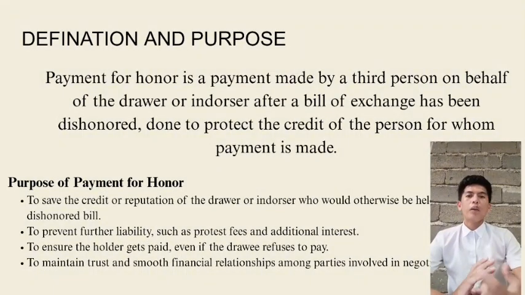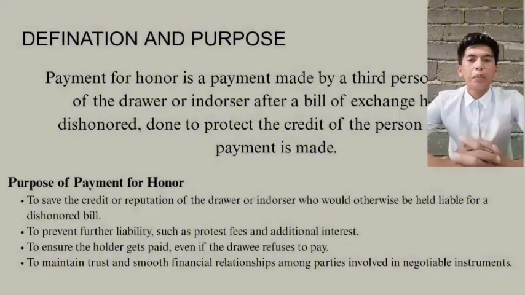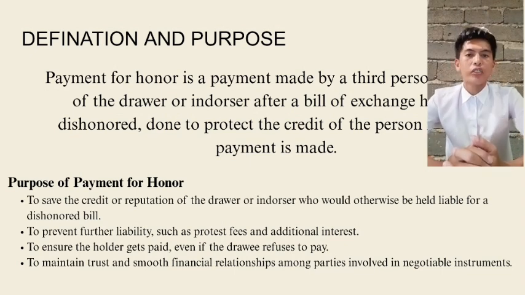Payment for honor is a payment made by a third person on behalf of the drawer or endorser after a bill of exchange has been dishonored, done to protect the credit of the person for whom payment is made. The purpose of payment for honor, first, is to save the credit or reputation of the drawer or endorser who would otherwise be held liable for a dishonored bill.